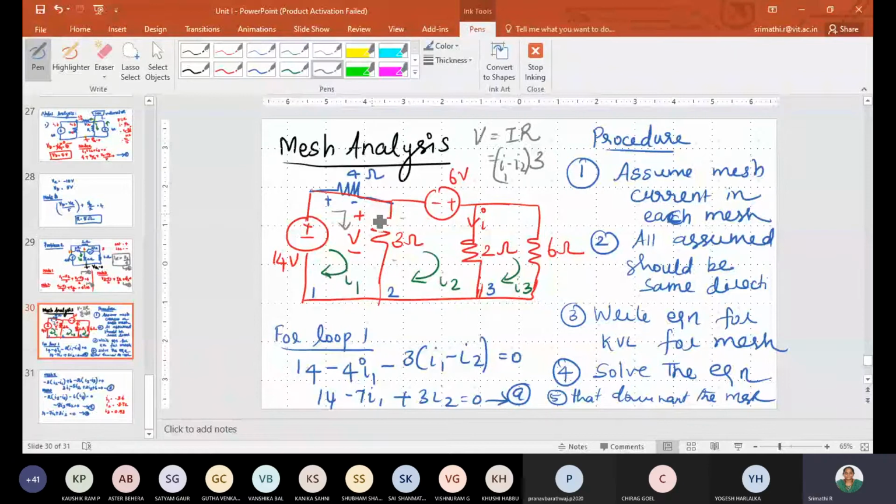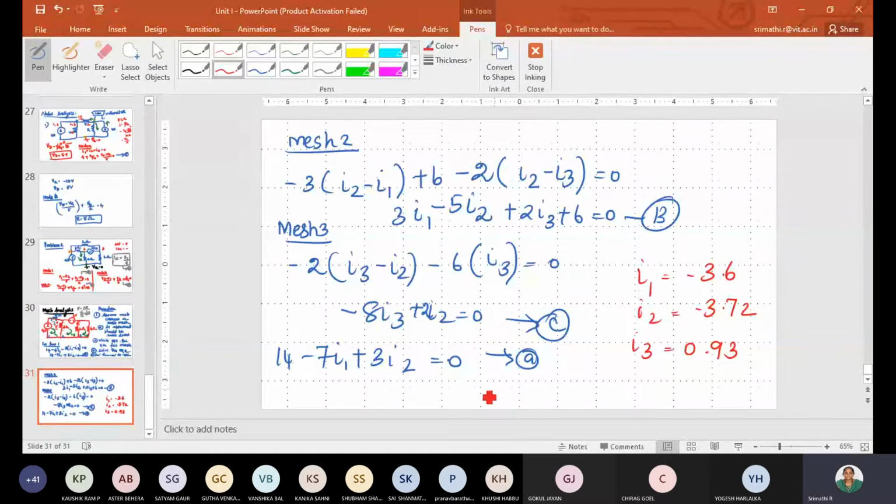What is the value? I1 minus I2 into 3, minus 0.39. Your voltage V is minus 0.39. So I can write minus 390 millivolts. 390 into 10 power minus 3, so it is 390 millivolts approximately. Is it okay?